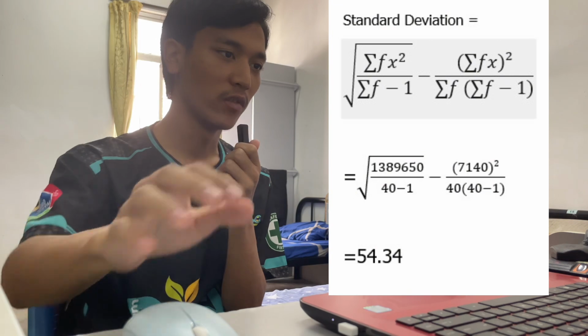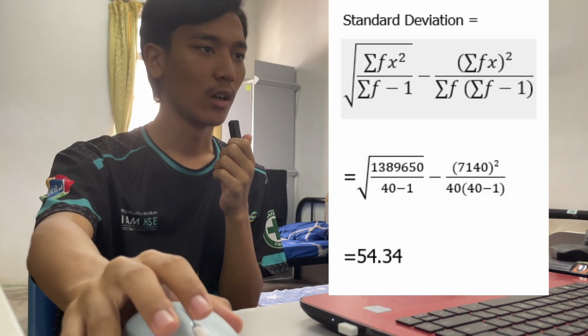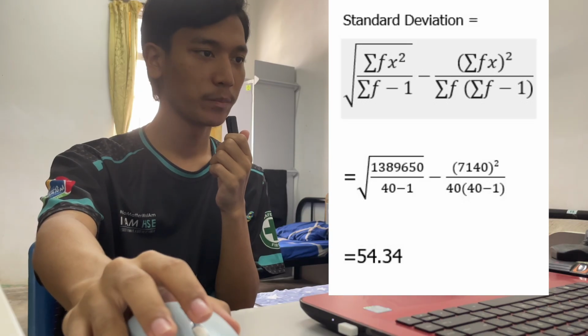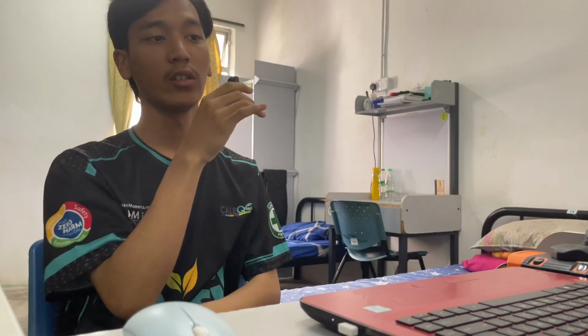We will further move to our standard deviation. Alright, so this is our standard deviation. We get 54.34. So the standard deviation of student entertainment is 54 ringgit and 34 cents.